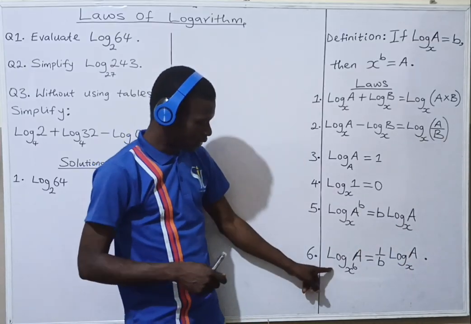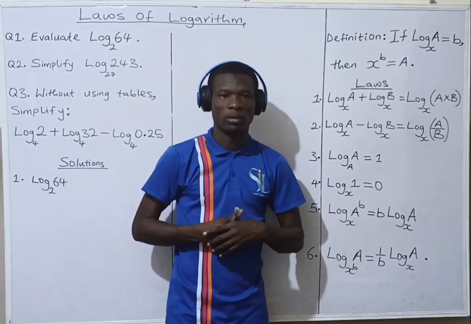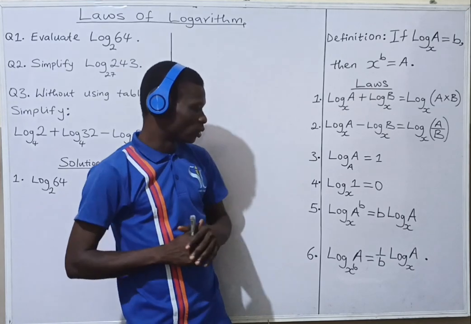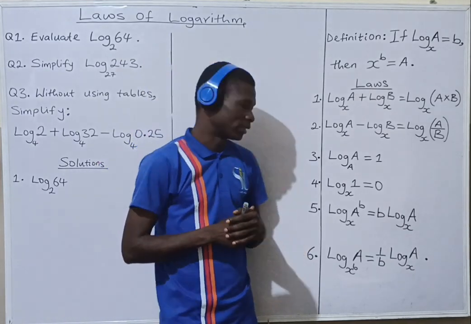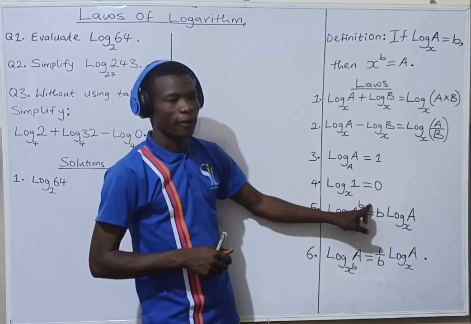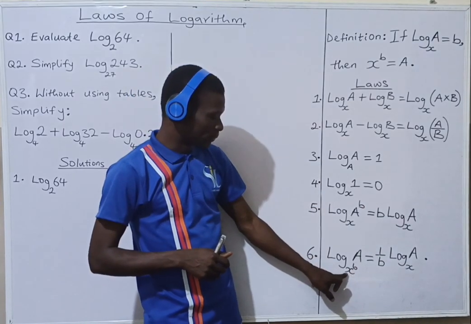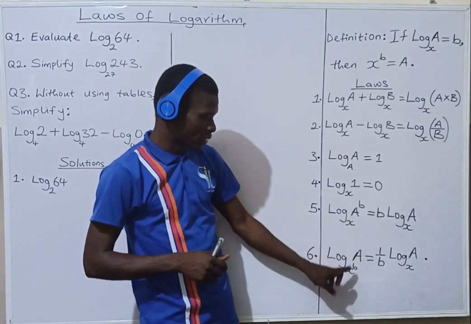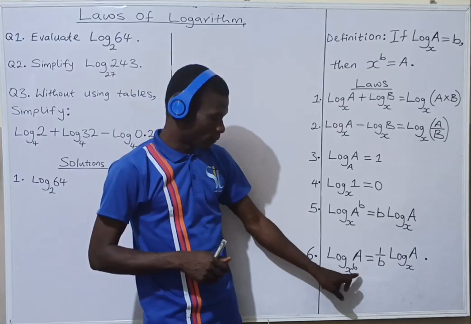And law number 6 is closely related to law number 5. Now the difference between law number 5 and law number 6 is that it is the number that is carrying the power in law 5. But in law number 6, it is the base. You can see base x here is the one that is carrying the power in this case.